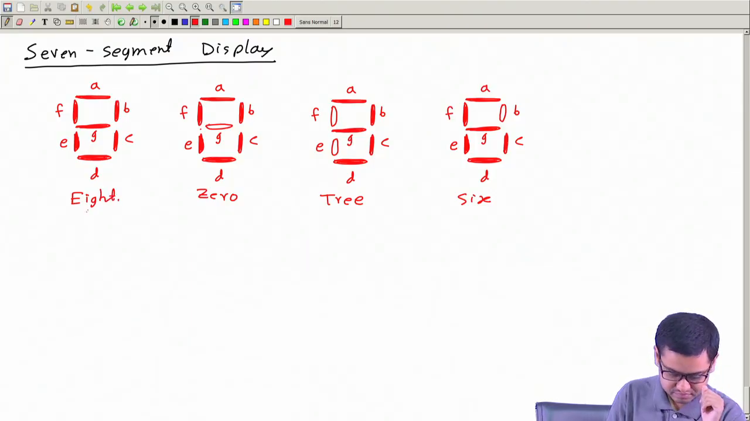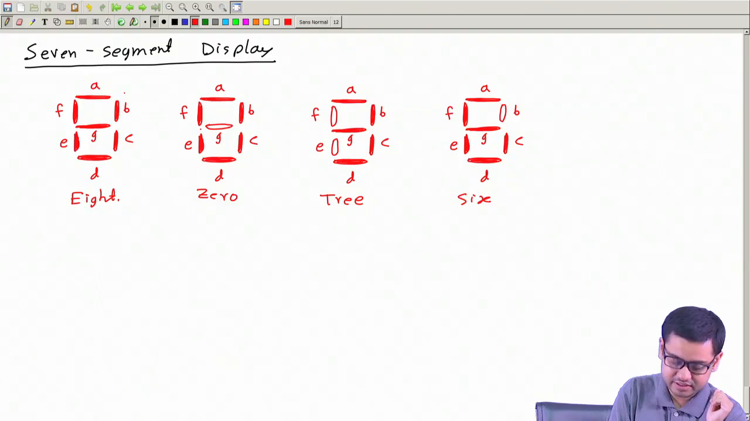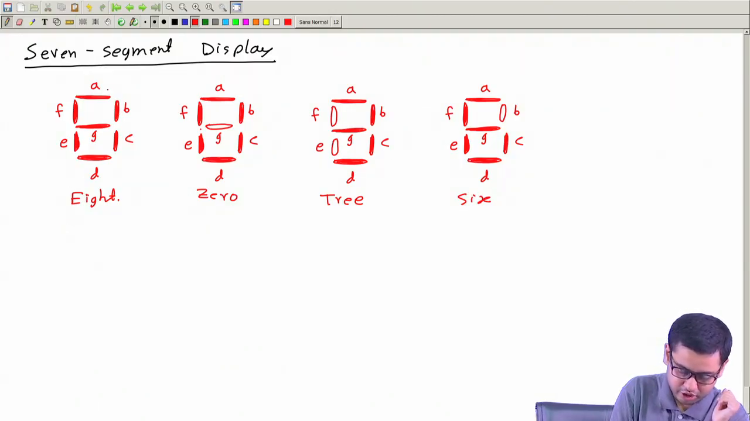And now these are LEDs. These are all LEDs, light emitting diodes.